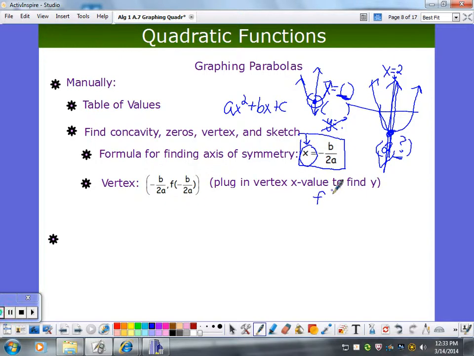If f of x is, I'm making up anything here. I'm making it up. So if my axis of symmetry is at x equals 2, how do I find the vertex? I know the x value is 2. How do I find the y, if I know the x? Plug it in. I heard it. Who said plug it in? Plug it in where?